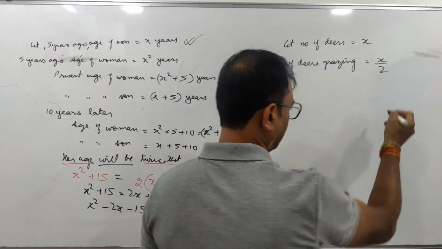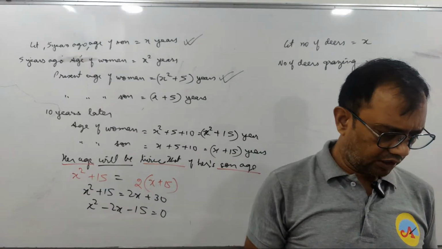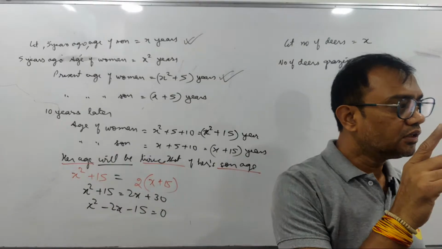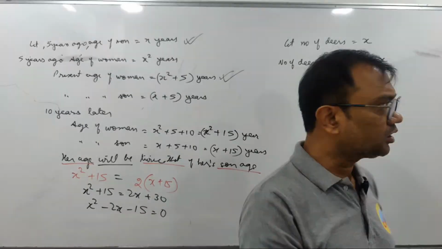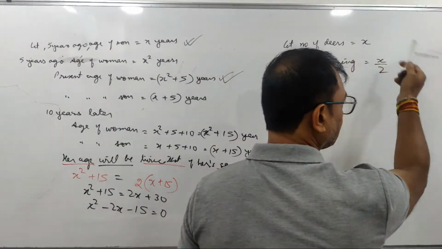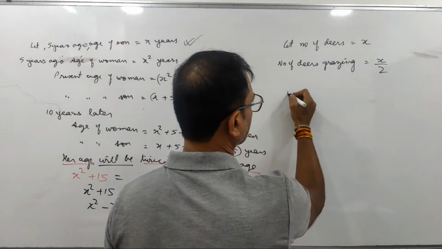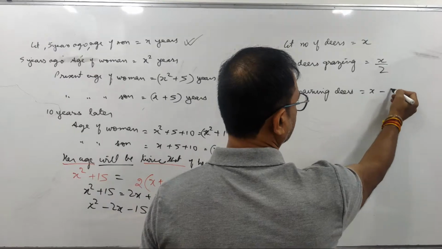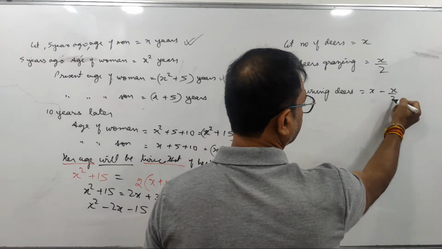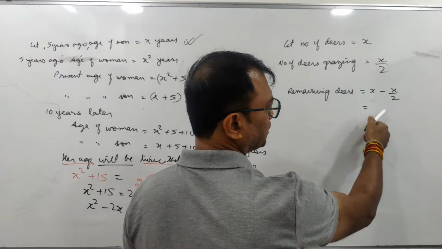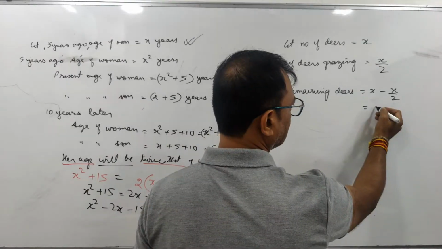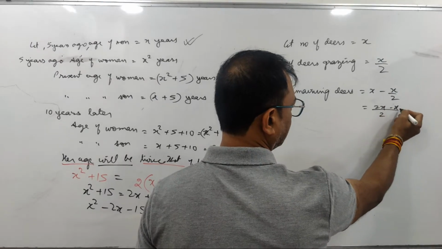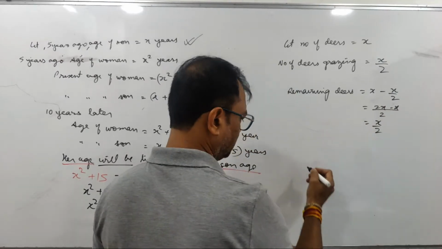is half, which means x by 2. And 3/4 of the remaining. Not 3/4 of the number of deer, but 3/4 of the remaining. So we have to first find the remaining deer. Out of x, these are grazing. So we got the remaining. What we will do? x minus x by 2, so it is x by 2.